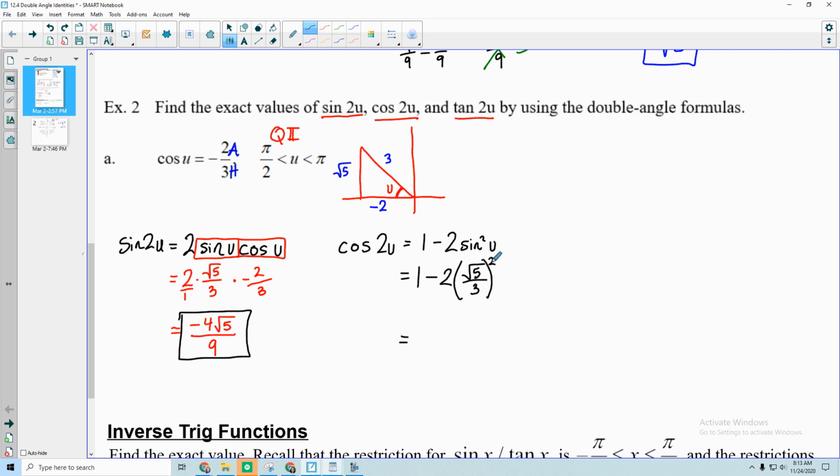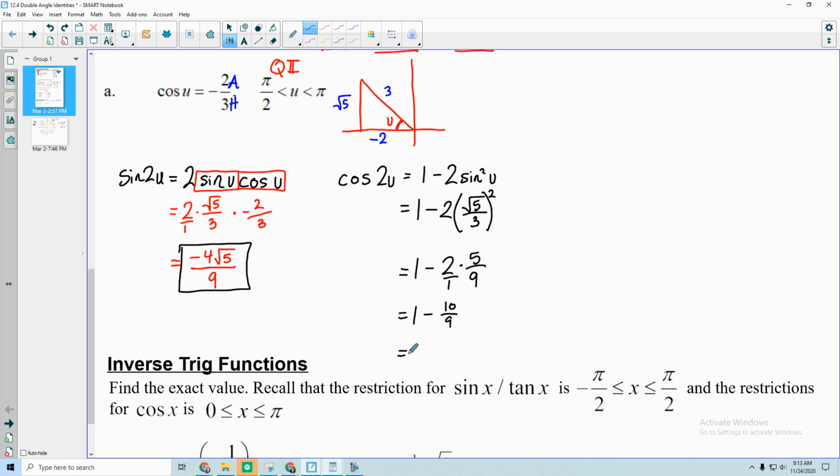So to distribute that exponent of 2, I get 1 minus 2 times 5 divided by 9. Okay, so remember that has a 1 underneath it, so if I multiply those together, I'm going to get 10 divided by 9. So 1 minus 10 divided by 9. And I can change this 1 to be a 9 over 9. So then my fully simplified answer would be negative 1/9.